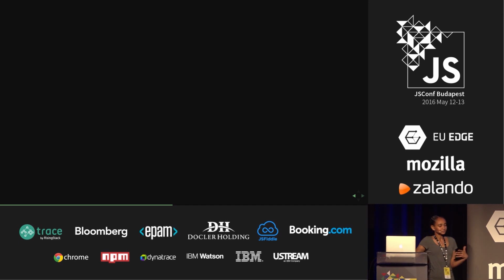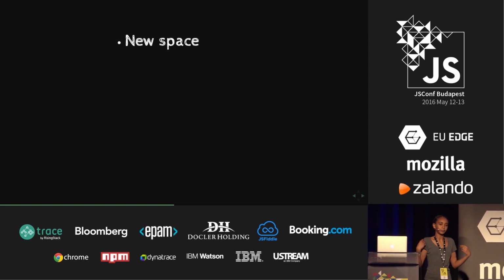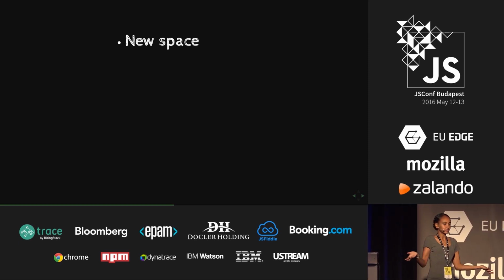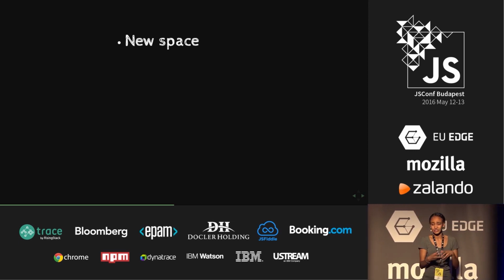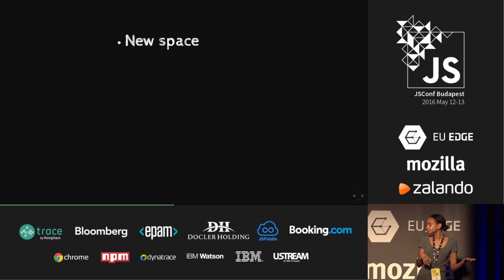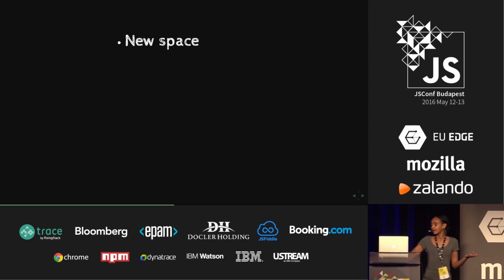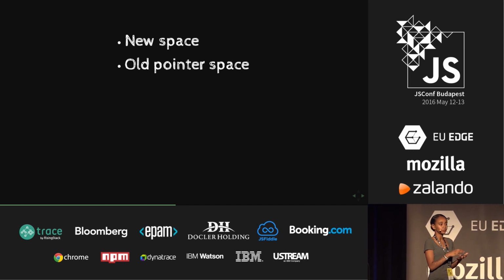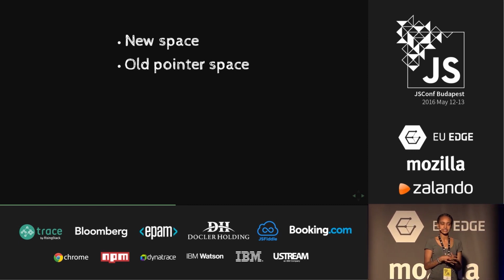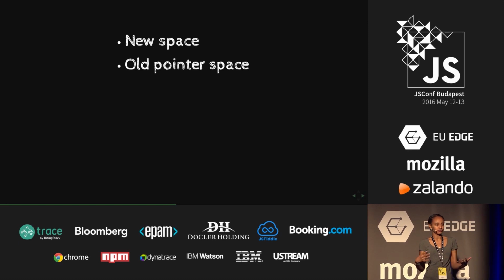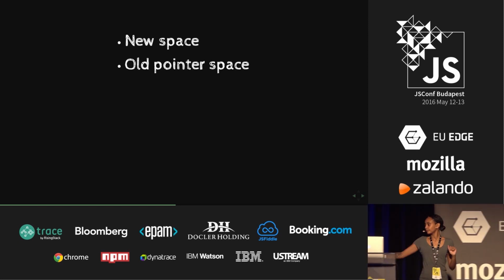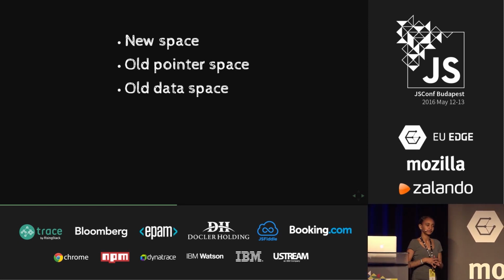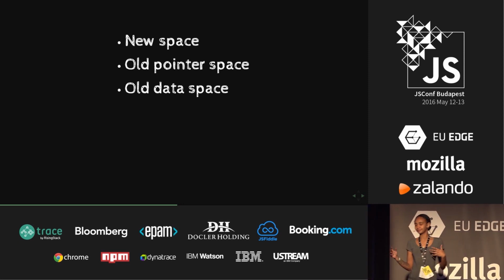So let's talk a little bit about these different kinds of spaces. The first space is the new space. This is where memory gets allocated when an object is immediately created. Objects in the new space tend to be smaller, they're newer. Your next space is the old pointer space. If an object is in the new space and it's a reference to an object, not a scalar itself, and it's resided in the new space for a while and it's been actively used, it graduates to the old pointer space. And if it's not a reference, the scalar graduates to the old data space.